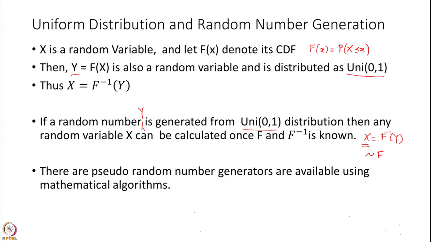How do you generate this y with a uniform random distribution between 0 and 1? Well, there are a number of pseudo random number generators which generate such values of y, and therefore any random number with a distribution function CDF as F can be generated from this. So, this is the application of the uniform distribution, which plays a very major role in any kind of Monte Carlo simulations.